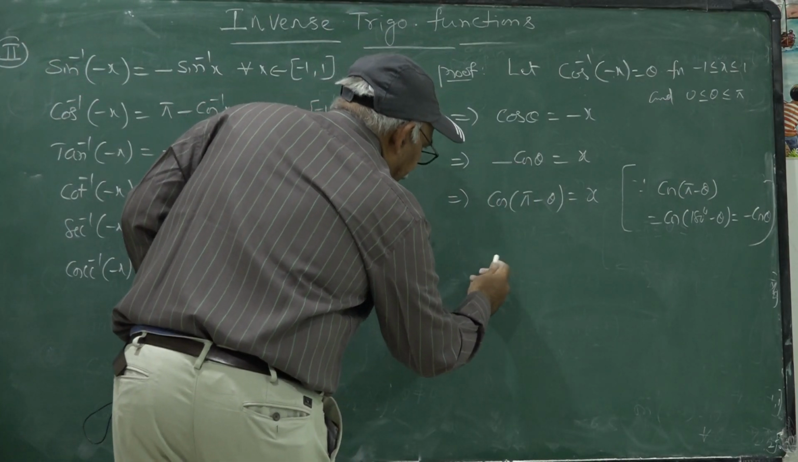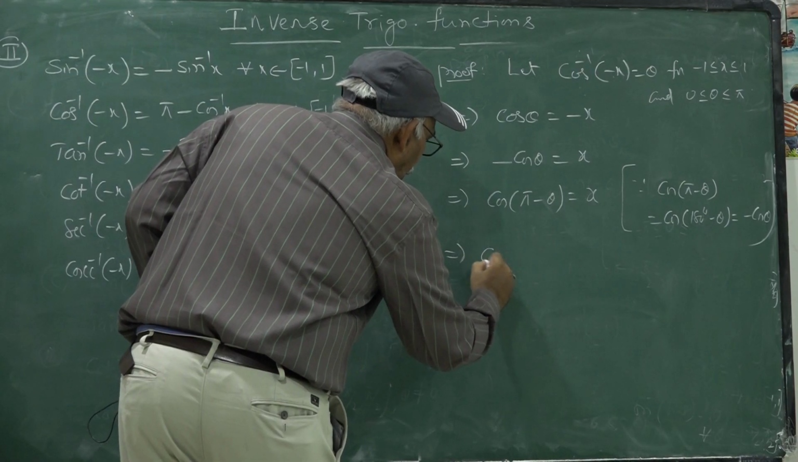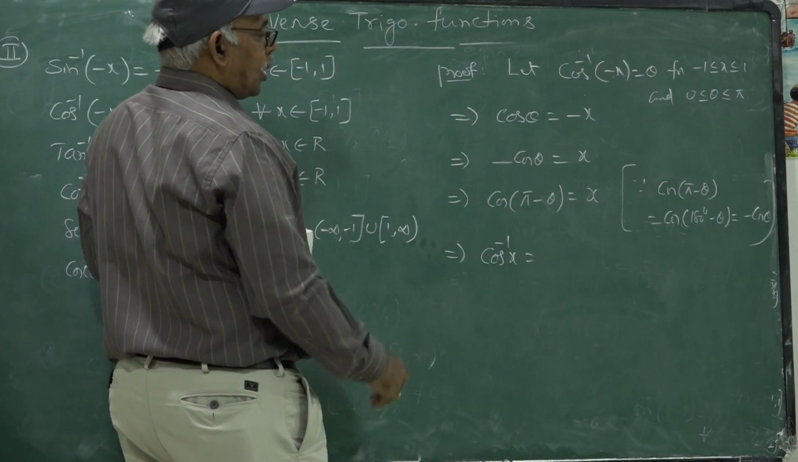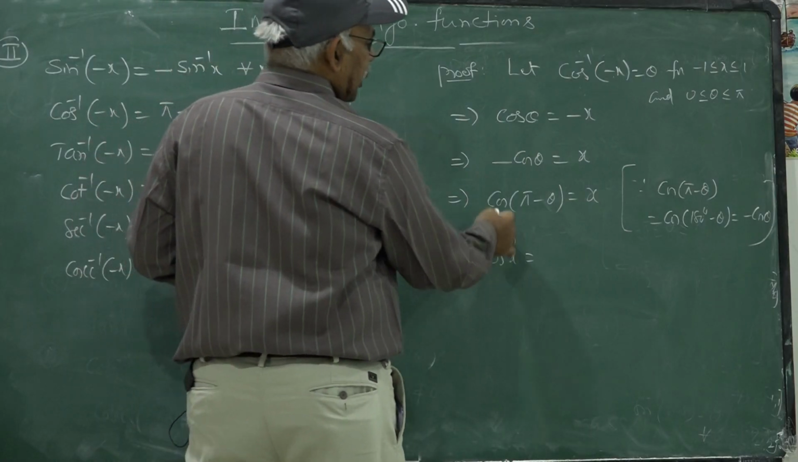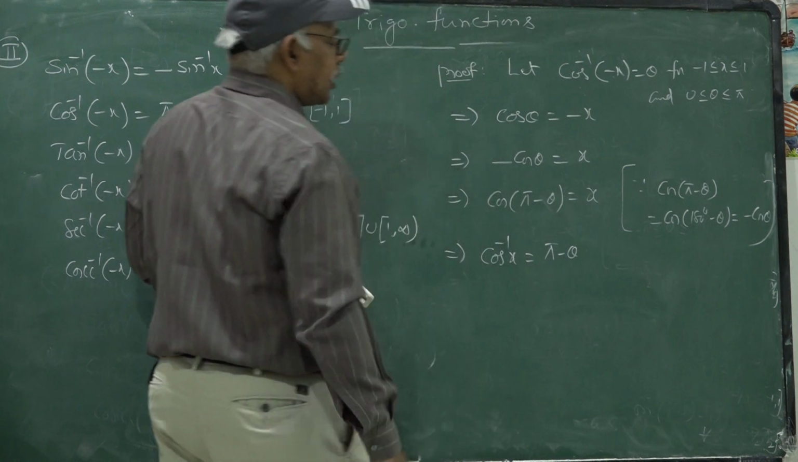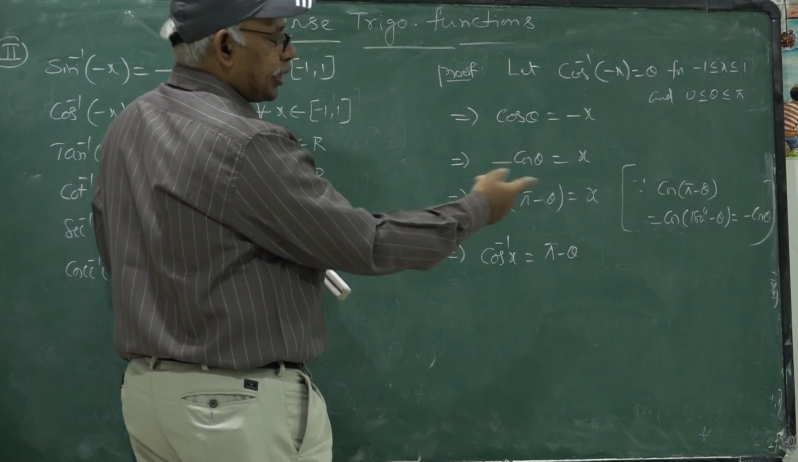Now, cos inverse of x, apply cos inverse on both sides. Cos inverse of x becomes pi minus theta. Cos inverse of cos of pi minus theta gives us pi minus theta.